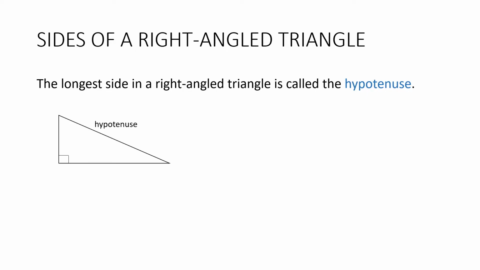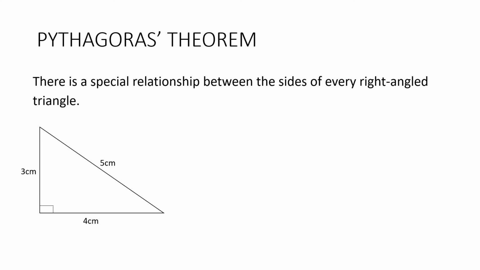First thing we need to know though is that the longest side in a right-angled triangle is called the hypotenuse. And it's easy to recognize the hypotenuse, apart from it being the longest, because it's always opposite the right angle. So there's a special relationship between the sides of every right-angled triangle. And what we're going to do is draw up a couple of triangles and see if we can discover it.